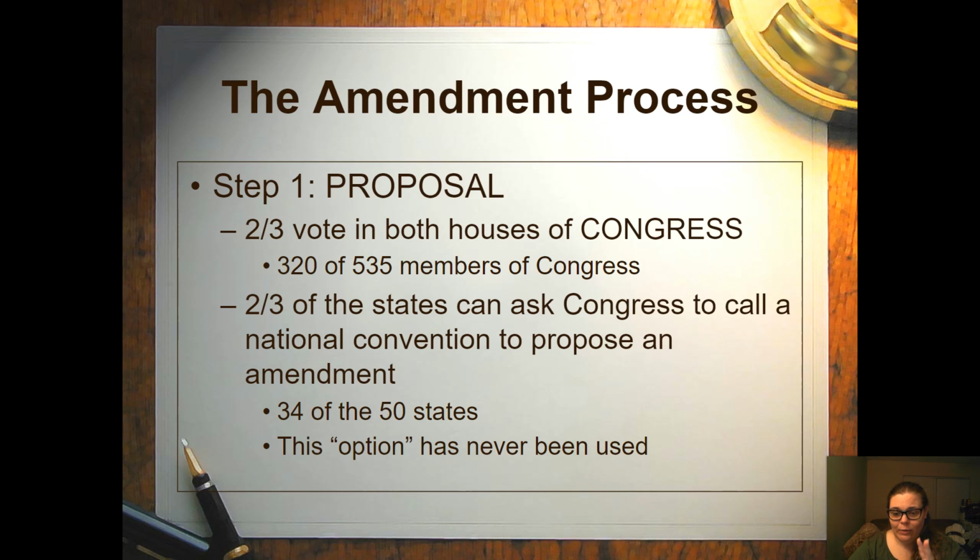The second way to get one proposed is if Congress isn't doing their job and isn't passing an amendment that's needed. 2/3 of the states can ask Congress to call a national constitutional convention, and that convention will be specifically to propose that amendment. Today, this means 34 of the 50 states would have to call on Congress to start this convention so that they could propose this amendment. Now, this option has never been used.